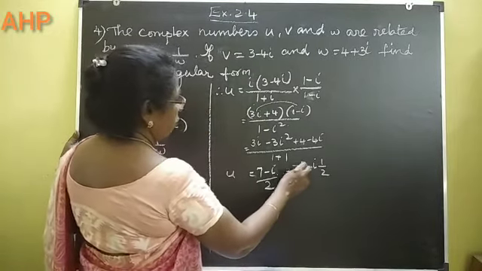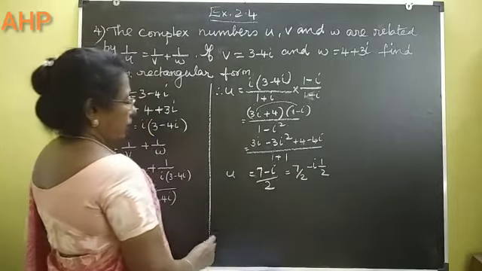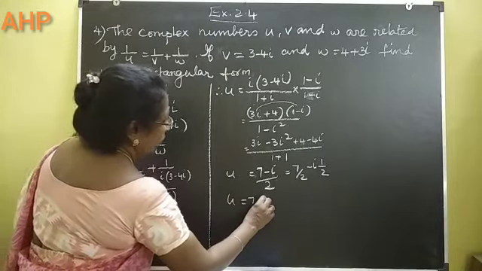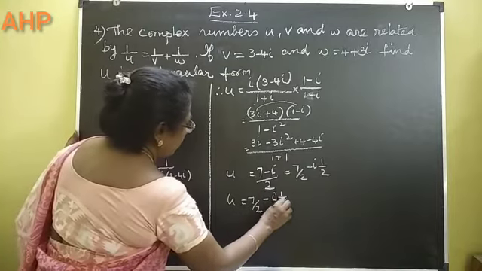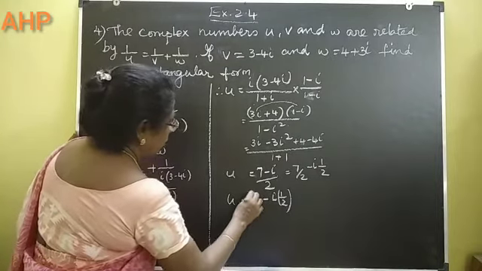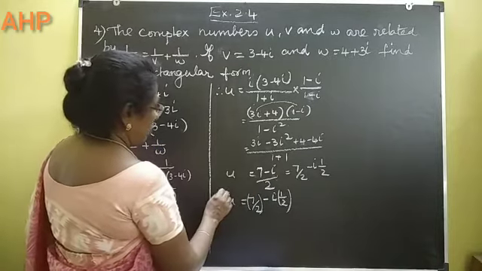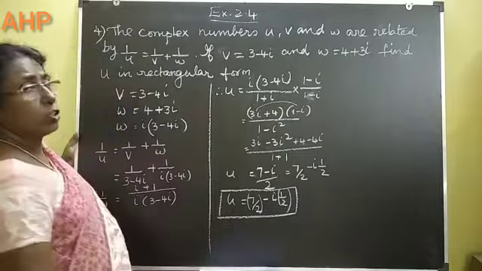So this will be of the form a plus ib or x plus iy. So u is equal to 7 by 2 plus minus i into 1 by 2. So this is of the form x plus iy. Therefore this is the rectangular form for u.